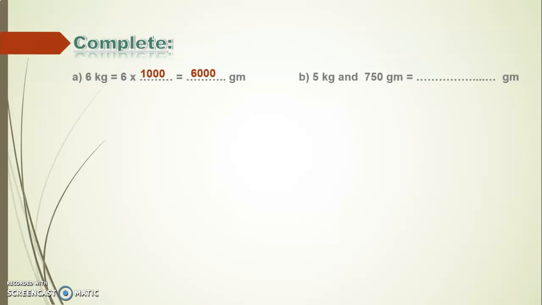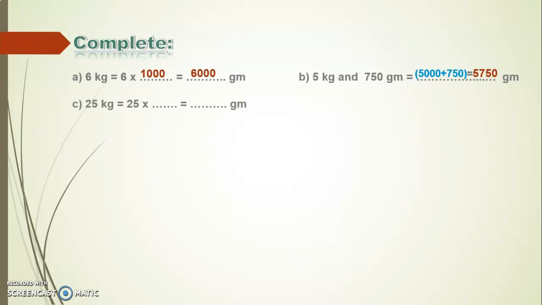I can't add two different units. I have to convert the kilogram to gram. So the 5 kilograms will be 5,000 grams. Now I can say 5,000 plus 750 equals 5,750 grams.